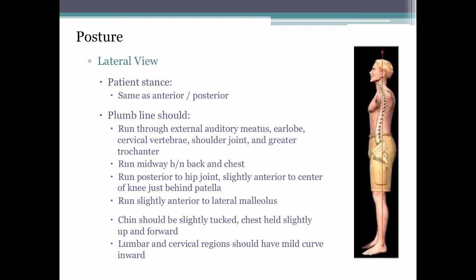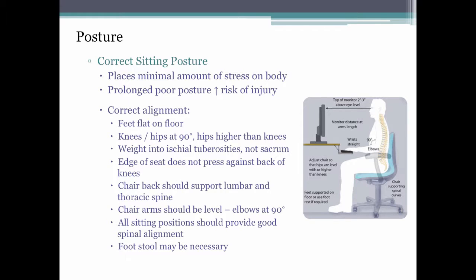You should also see a lumbar curve inward, or lordosis. You have a kyphosis at the thoracic spine and then another lordosis there at the cervical spine. You should have slight chin tuck. Your head should not be forward. The ear should be over the shoulder. And then in sitting, we see the same thing. We see the three curves of the spine. You have the head, the eyes level.